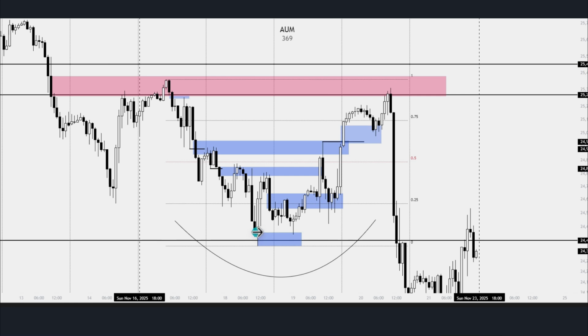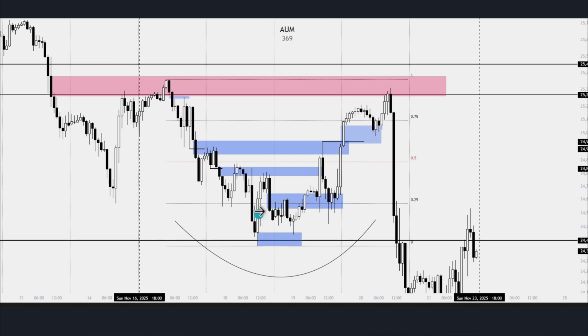creates a rejection block. Now in the previous video I talked about how order blocks are made. Whenever a key low or a key high is taken and displaced in the opposite direction, that's an order block. But in this case, we can see a long wick has been created. So this, we will call a rejection block.